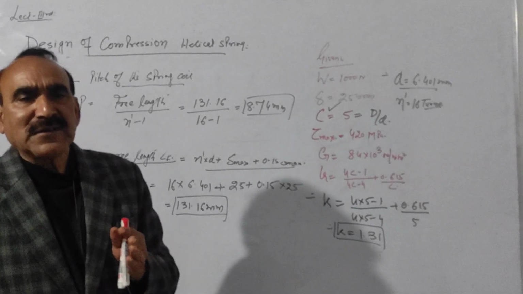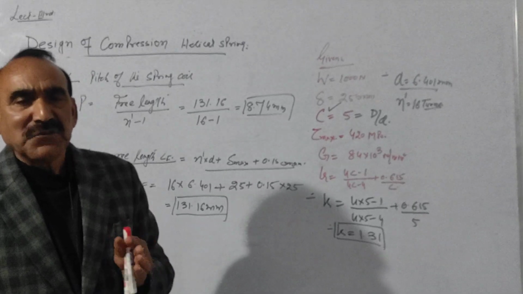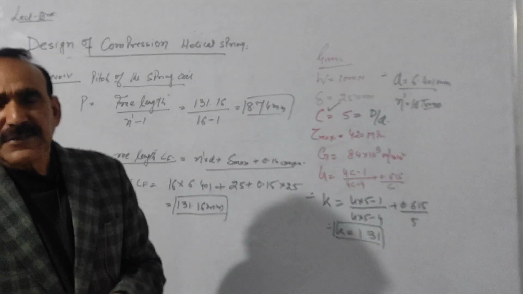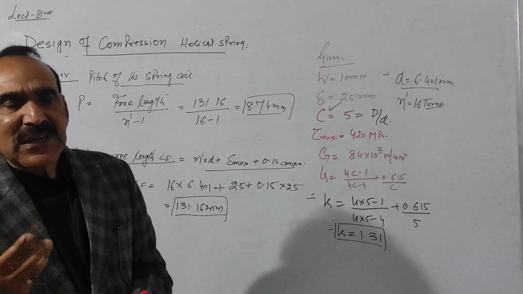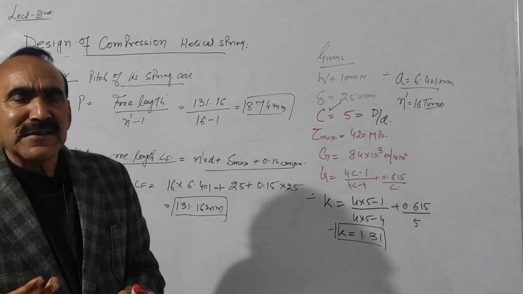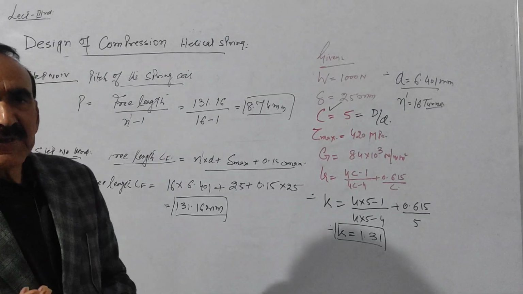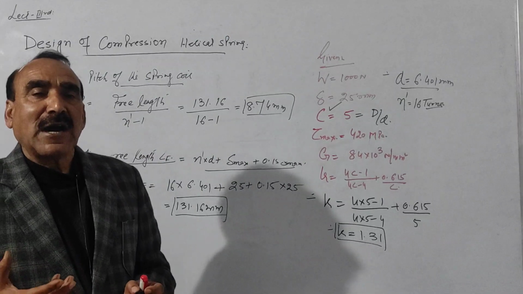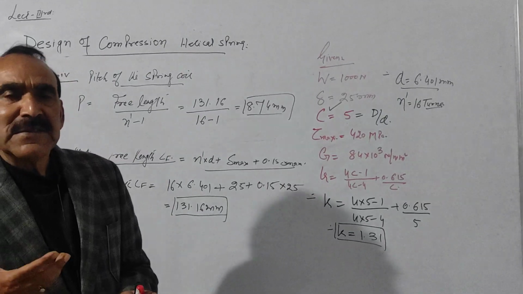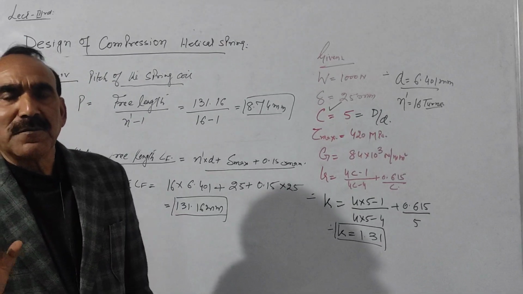First and foremost, the very important parameter is that we first calculate the diameter of the spring wire, right? Second, when you calculate the diameter of the spring wire, from here you can calculate the mean diameter of the spring coil and the outer diameter of the spring coil, right? So this is the way we have to solve the problem.